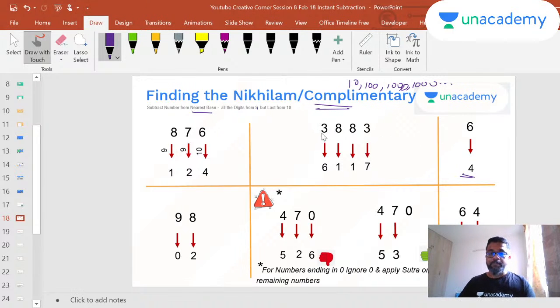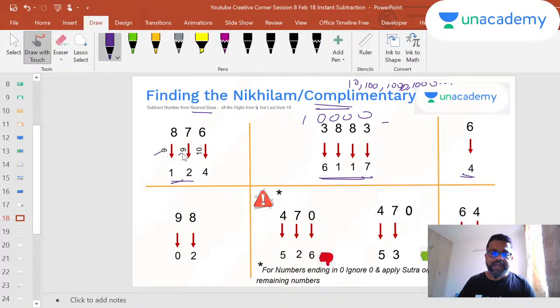Now, if I want to find the complementary of 3883, I'm actually finding out what is 10,000 minus 3883. The nearest base to this number is 10,000. So what I do is simply all from 9, last from 10. I subtract all these digits from 9 and the last one from 10. So 9 minus 3 is 6, 9 minus 8 is 1, 9 minus 8 is 1, and 10 minus 3 is 7. This is how you find a complementary.